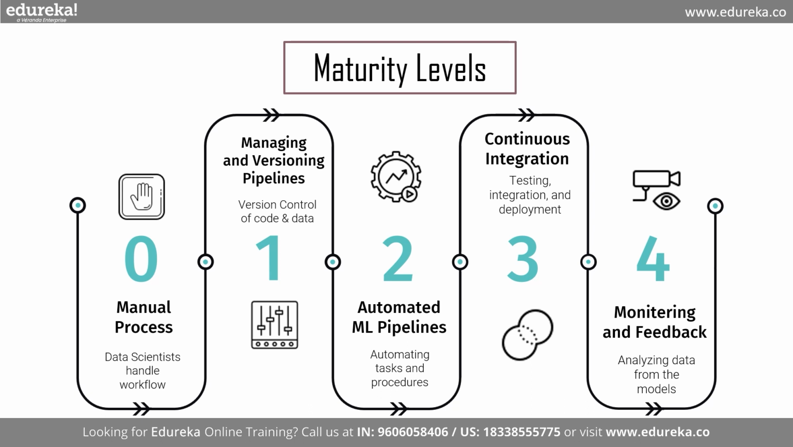At level 1, which is the managing and versioning of pipelines, at this stage organizations begin to give their pipelines greater structure and management. Although the pipeline is controlled as well as defined procedure, manual involvement is still necessary at certain levels. Next, at level 2, which is the automation of the ML pipelines. At this level, businesses automate crucial ML pipeline components, reducing the need for manual intervention.